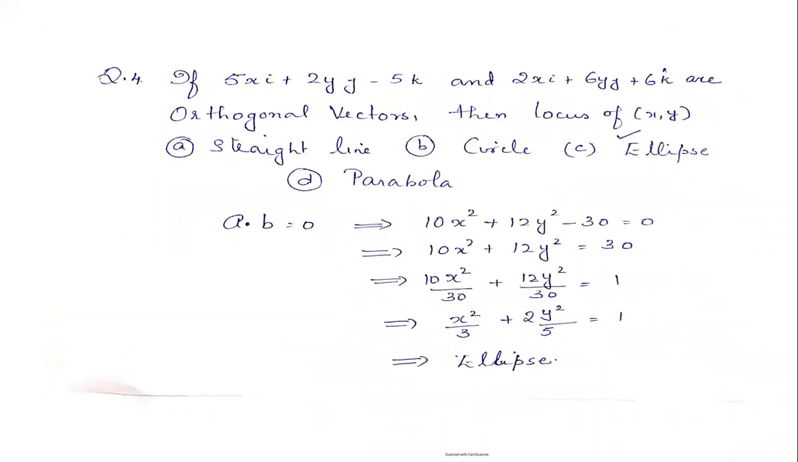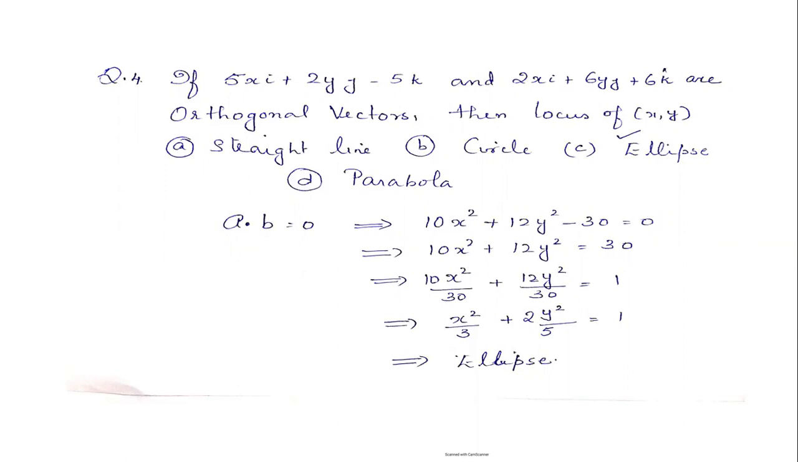Question number 4. If 5xi plus 2yj minus 5k and 2xi plus 6yj plus 6k are orthogonal vectors, then what is the locus of x comma y? Since a and b are orthogonal, we know that a dot b equal to 0. So when you take the dot product of the two vectors, you will get 10x square plus 12y square minus 30 equal to 0.